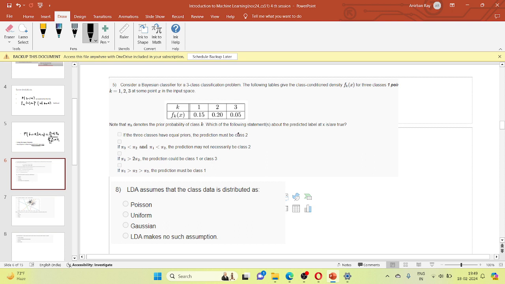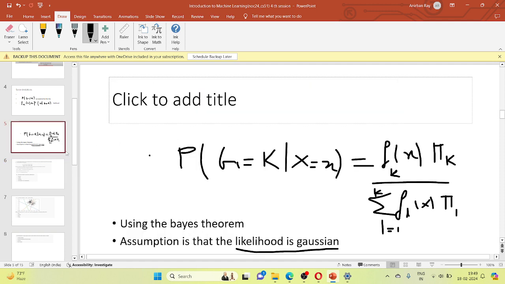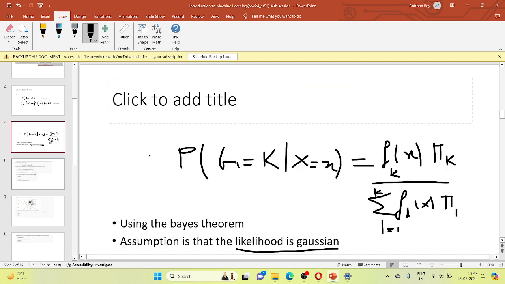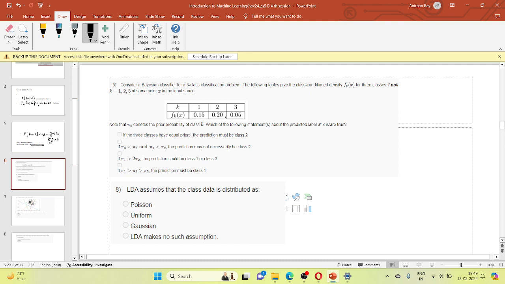Now on to the second option. As you will see, the prior pi 2 is maximum. The likelihood of class 2 is also maximum, and pi 2 is also maximum, so the probability will be maximum in case of class 2. So it is not necessarily wrong, it should be class 2. So this is the option.